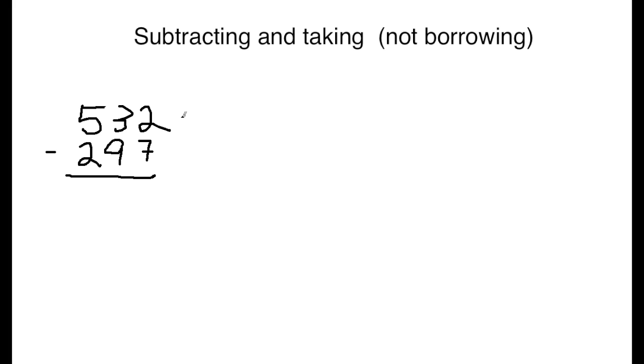Again, in expanded form, 532 means that there's a 5 in the hundreds place, so the value is 500. Add that to the digit in the tens place, which is a 3, which the value of that number is 30. And then add it to the digit 2, which is in the ones place, which is 2. When you add all these up together, you get 532.